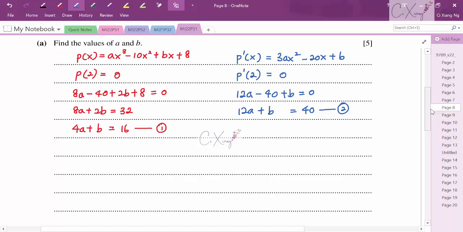All right, then to get the value for a and b, we can just solve the simultaneous equations. So I'm taking equation number 2 minus equation number 1. I'm having 8a equals to 24. So from here, I get the value for a, which is equal to 3, and this is my answer for a. Now substitute a back into either equation 1 or 2, either one, and from that you will get the value for b, which is equal to 4. So a equals 3, b equals 4 is the answer for part A.